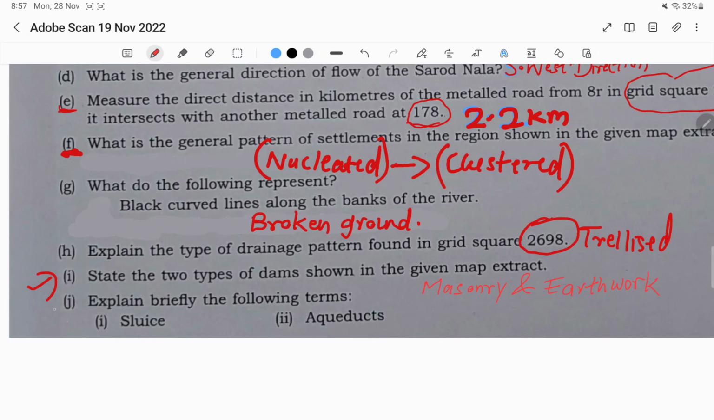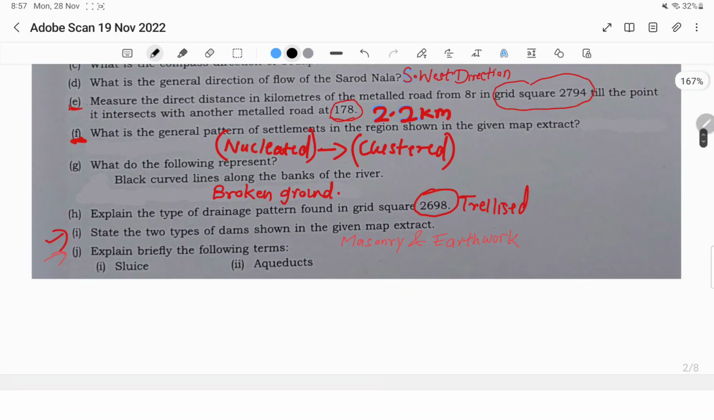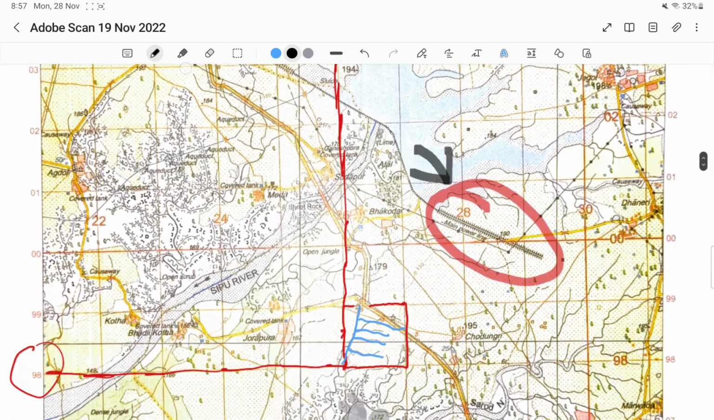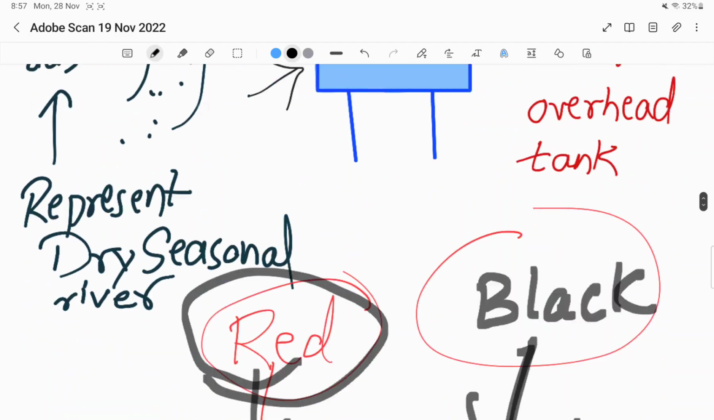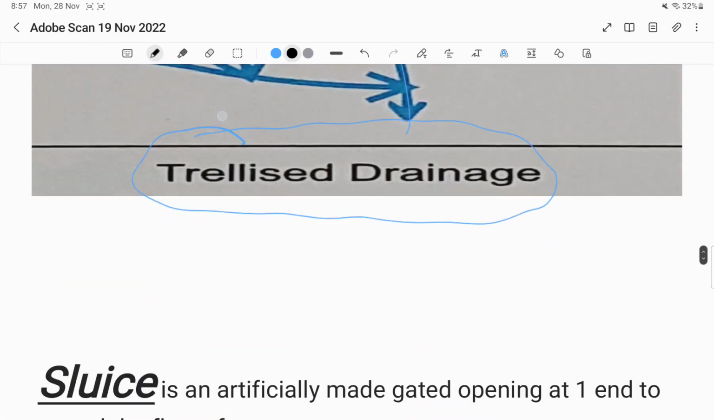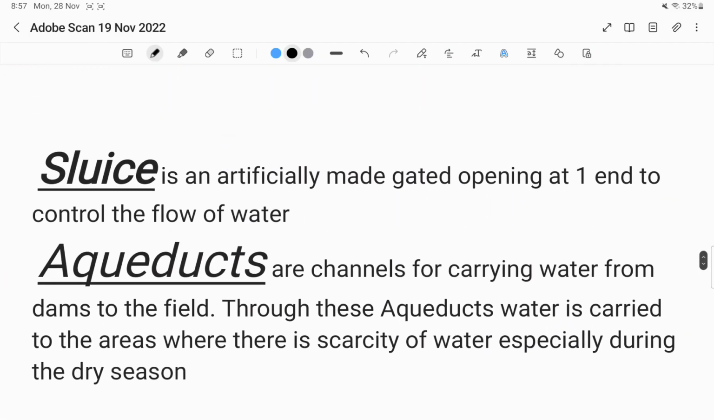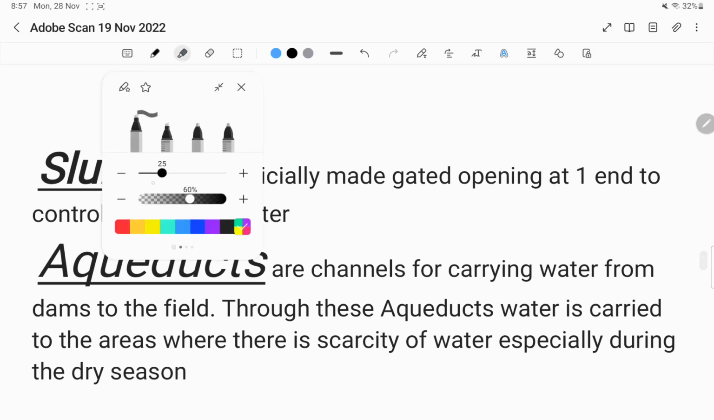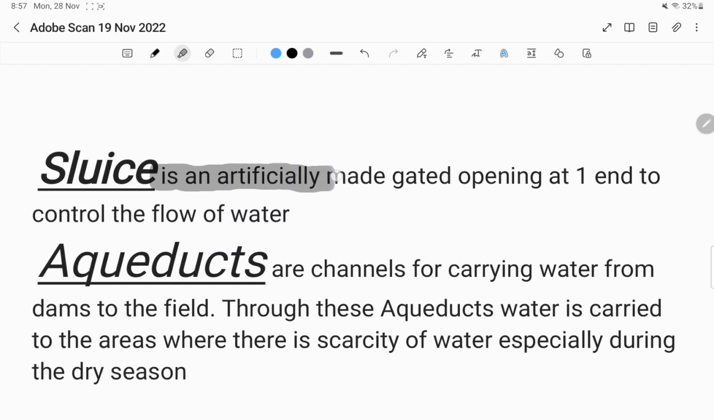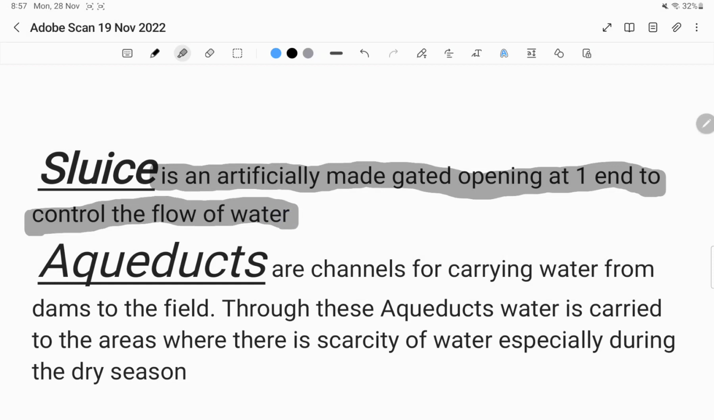Now, coming to the last question: explain briefly the following terms. This is not related to the topo sheet. You don't have to see anything in the topo sheet for this, you just have to explain what these technical terms used in the topo sheet are. First, let's discuss the sluice. What is basically a sluice? A sluice is an artificially made gated opening at one end, just to control the flow of water.